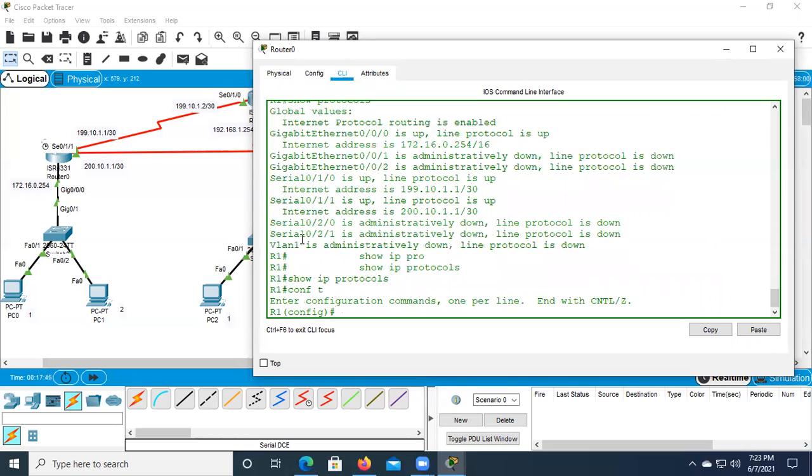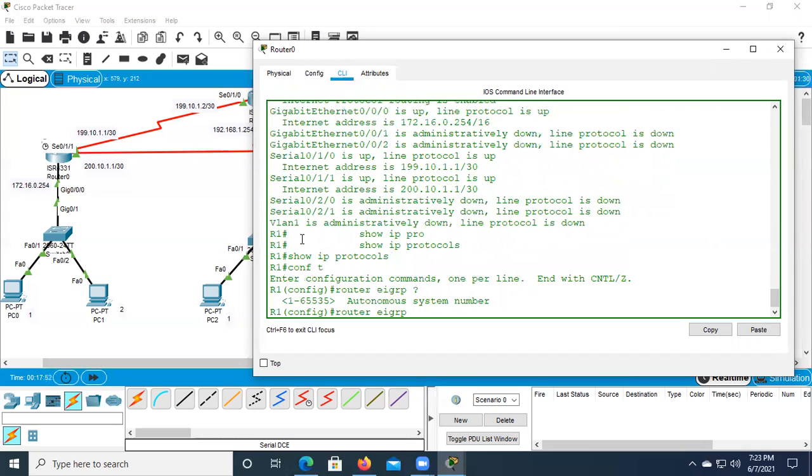I go to config t, give the command router EIGRP. If I use the question mark, it advises me to give some autonomous system number. You can give from 1 to 65,535. Any one you can use. This is making like a group, like a domain, like one organization. That is what the autonomous system means. And EIGRP is going to advertise the routes within the same autonomous system of one, if I am using one now.